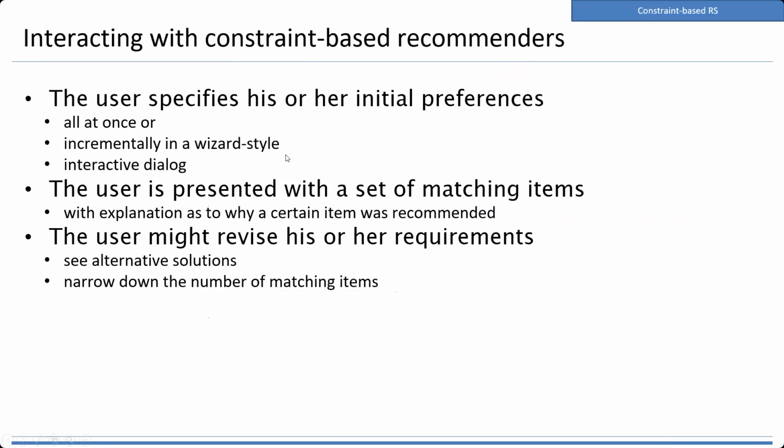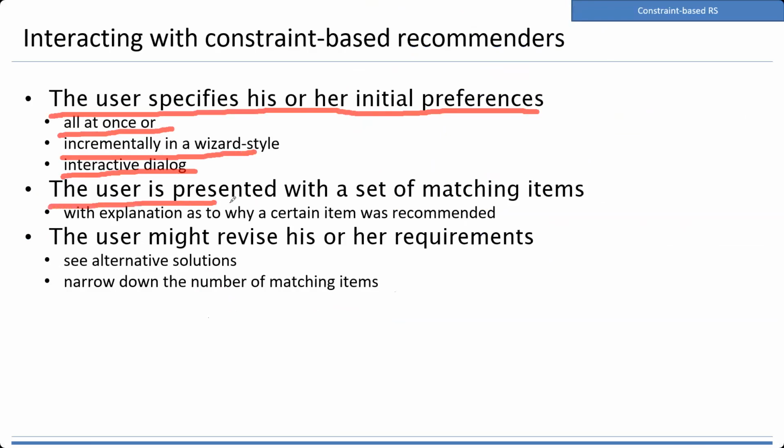So interacting with the constraint-based recommenders means the user can specify his or her initial preferences. There are three ways to initialize preferences: first, all at once, or it can be incremental in the wizard style, or it can be an interactive dialogue.